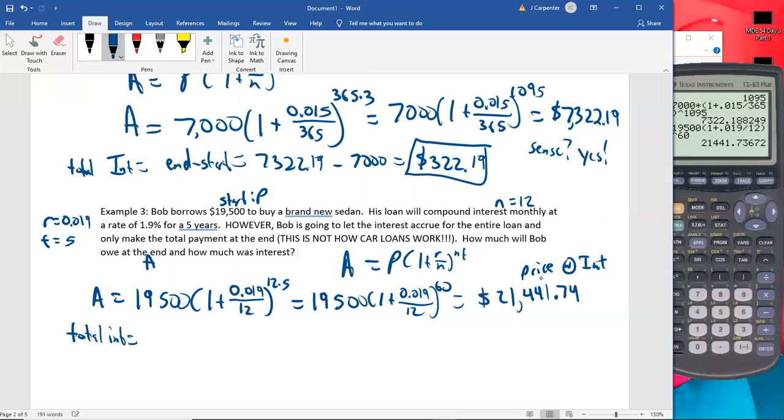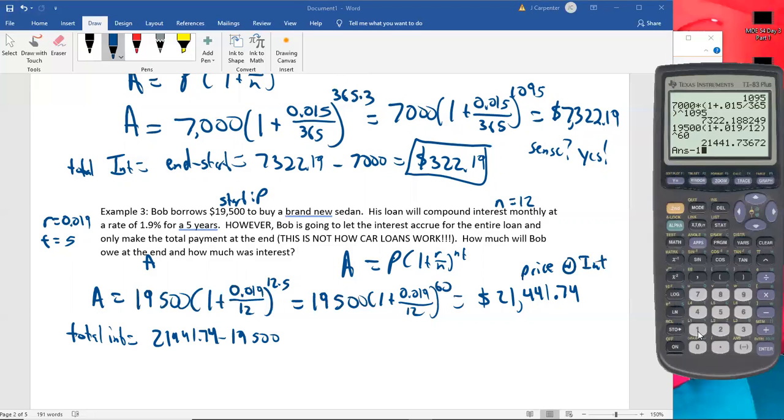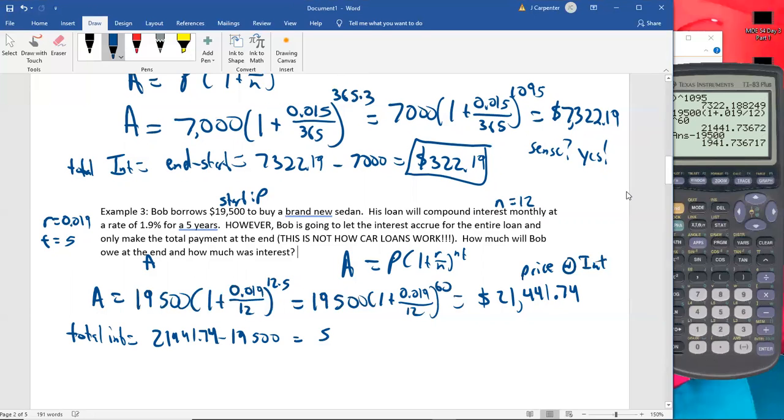meaning that the total interest, being the end minus the start value, would be the 21,441.74 minus 19,500. So we can just go minus 19,500. And we get $1,941.74. There we go. There's our total interest. That's how much money Bob's friend made for doing this weird loan that, again, is not how things would normally be done. I don't know how many times I have to say that.